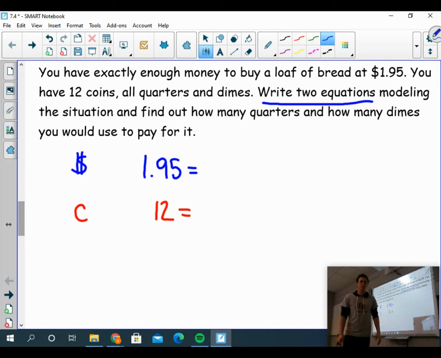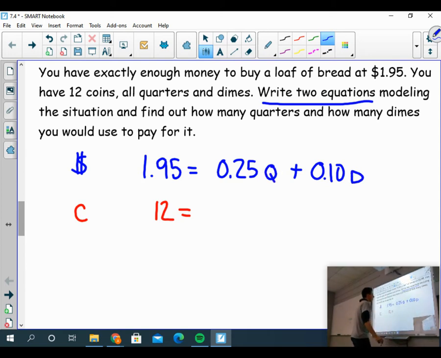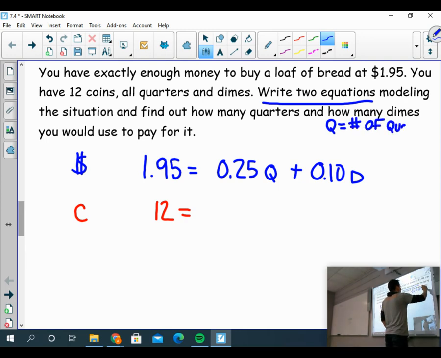So how can we think about this in terms of money? Well, a quarter is worth 25 cents. So some of this 195 is going to be made up of 25-cent quarters, and the rest of it will be made up of 10-cent dimes. And we don't know how many quarters I have or how many dimes I have, so I need to set a variable. Q being the number of quarters, D being the number of dimes. So I'll label that up here. Q is the number of quarters. D is the number of dimes.